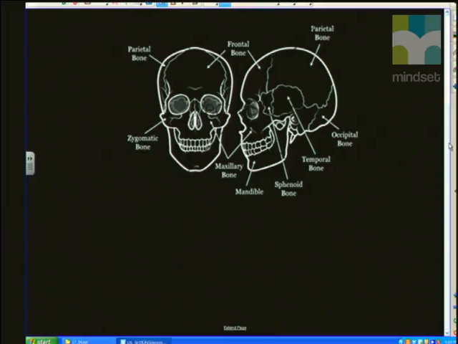Now, we can actually divide the skull into two parts. I'm going to draw a little dot over there. When we talk about the skull, this part over here, let me use another color, this part that houses the brain is what we call our cranium. That's the cranium.